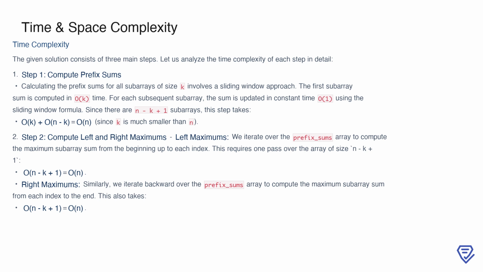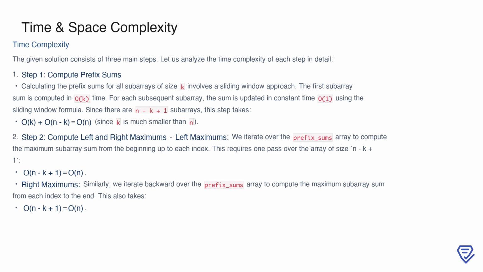First, we calculate the prefix sums for all subarrays of size k. This is done using a sliding window approach. The sum of the first subarray requires O(k) time, but subsequent subarrays can be updated in constant time, O(1), using the sliding window formula. Since there are n - k + 1 subarrays in total, this step takes O(k) for the first subarray and O(n - k) for the rest. Combining these, we get O(n) time for this step, as k is much smaller than n.